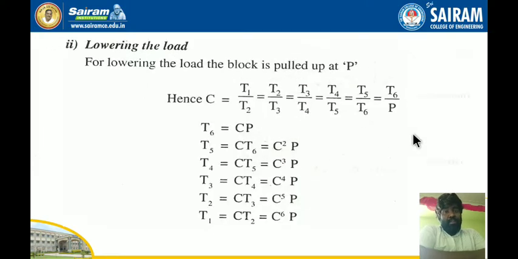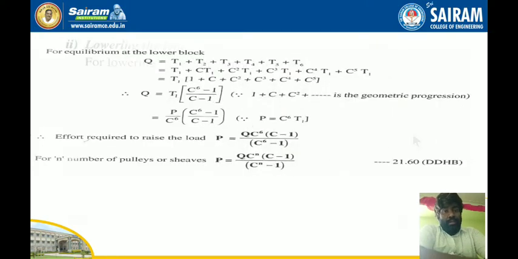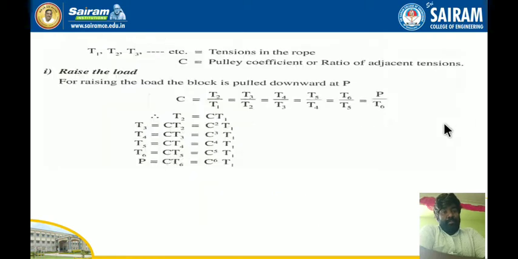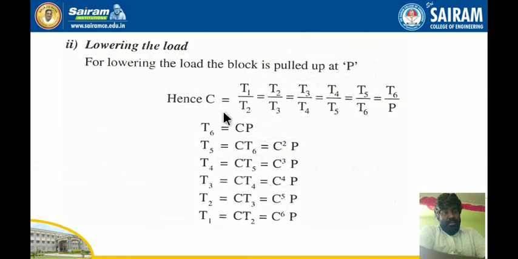Similarly, for lowering the load, P has to be moved upwards. I want the ratios as T1 by T2, T2 by T3, T3 by T4, T4 by T5, T5 by T6 and T6 by P. So T6 can be written as C into P, similarly T5 is C square P, T4 is C cube P, T3 is C to the power of 4 P, T2 is C to the power of 5 P, and T1 is C to the power of 6 P. When I equate everything I can get another equation, which can be done later.